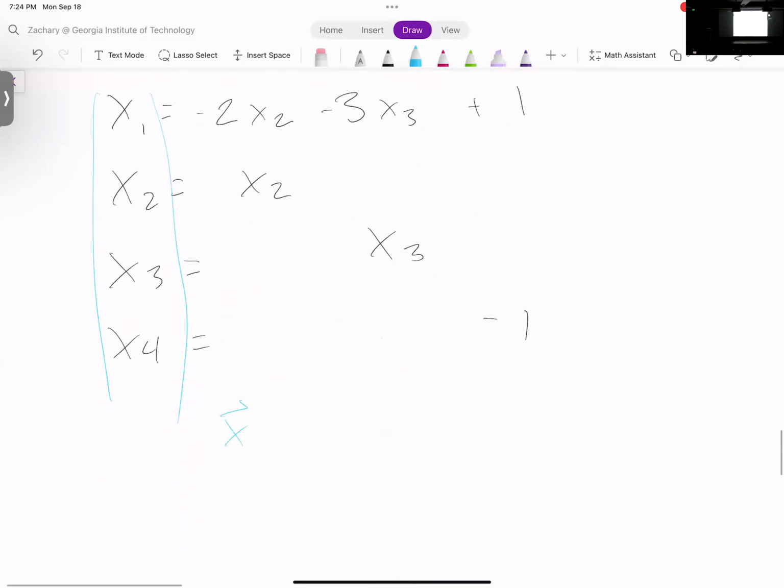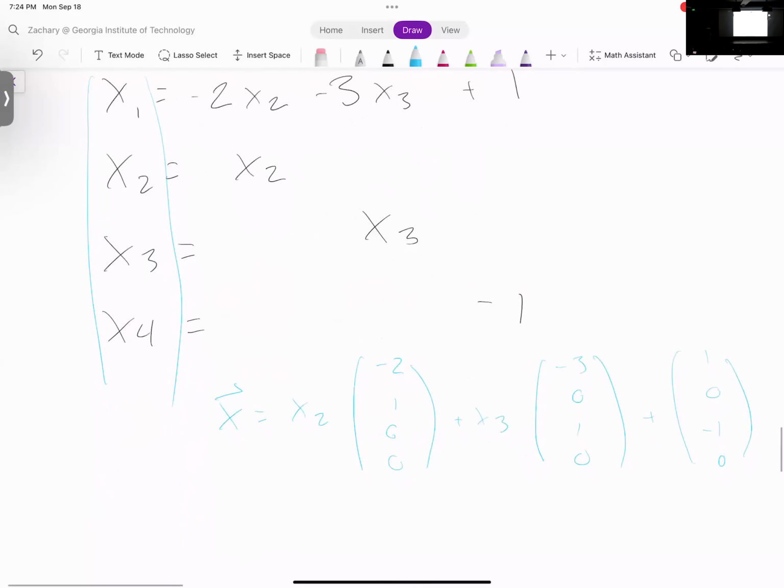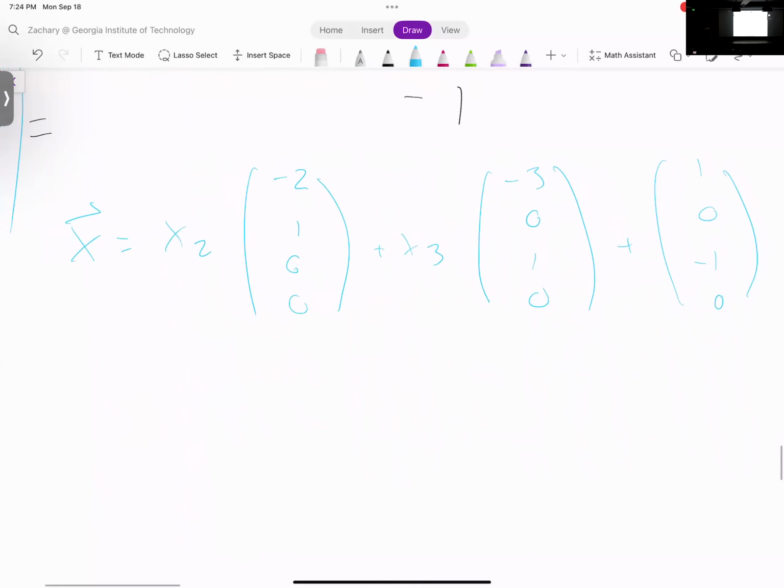But we can rewrite this as the x vector is equal to x2 times (-2, 1, 0, 0) plus x3 times (-3, 0, 1, 0) plus (1, 0, -1, 0). Okay. This is my solution set. How many things can I change at will? How many things can I decide can be whatever they want? 2 things. That is why we have a plane. We can change x2 however we want. We can change x3. That's one degree of freedom and 2. That creates the plane.